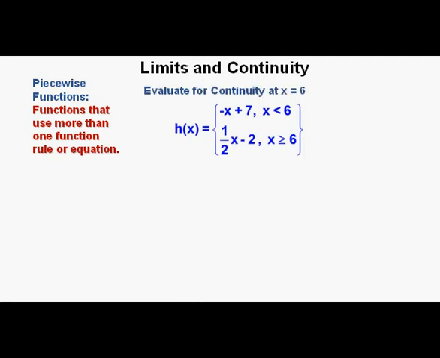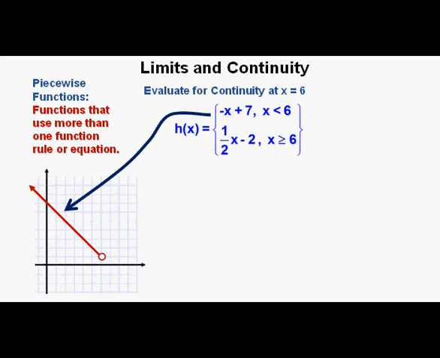Here's the left piece of the function graphed. There's an open point at x equals 6 because this piece is for values of x less than 6. And here's the piece on the right side that's graphed. At x equals 6, there is not a gap in continuity.